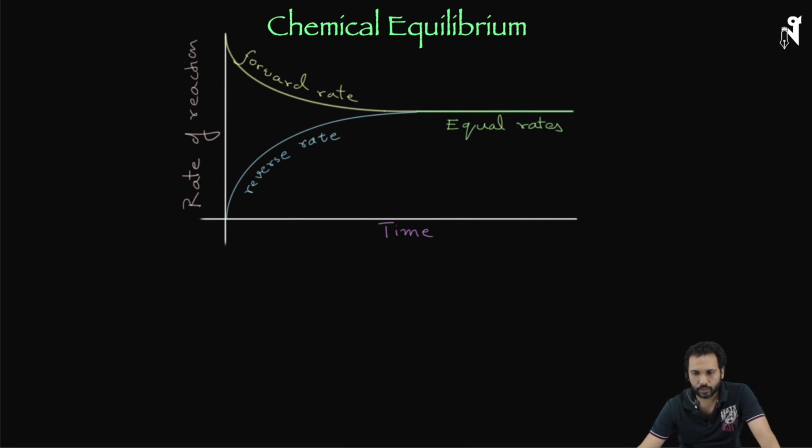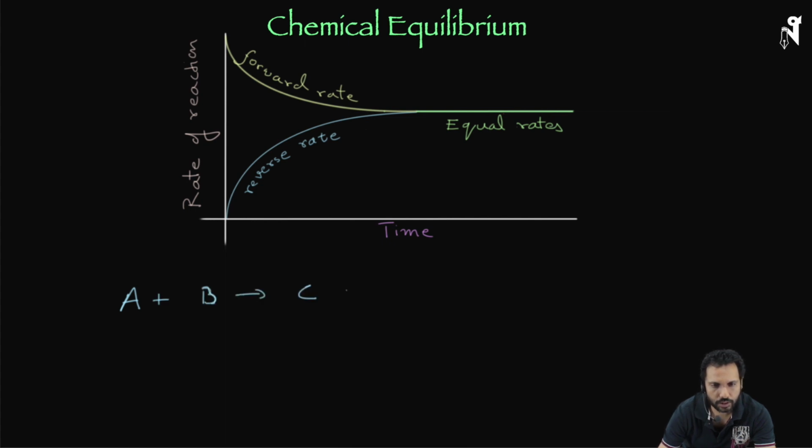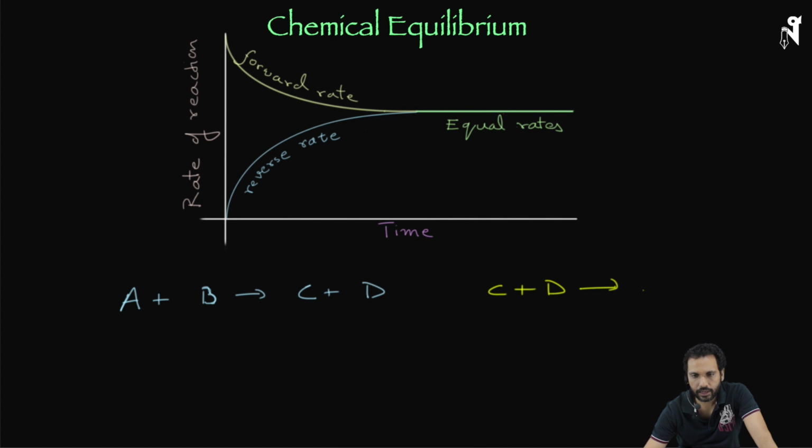Now let me take a general equation and analyze a few things. Say we have A plus B giving C plus D, such that it is a reversible reaction and C plus D gives back A plus B. So maybe I'll write it separately over here that C plus D gives back A plus B. And on balancing, we have a certain stoichiometric ratio.